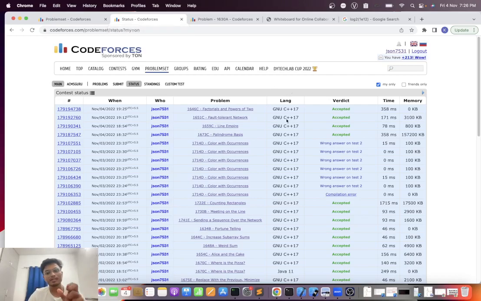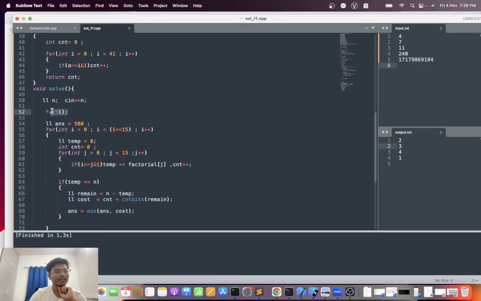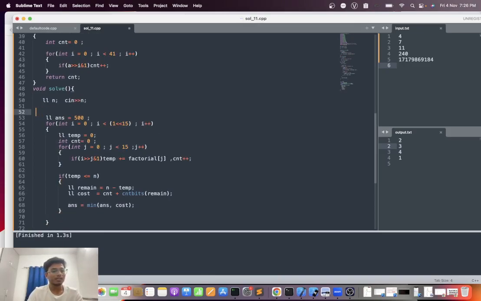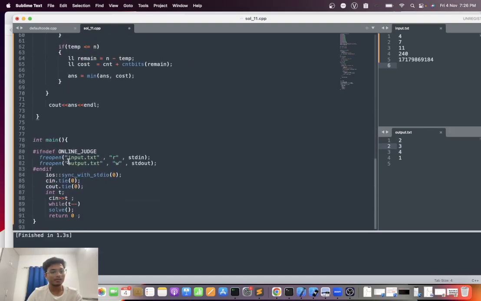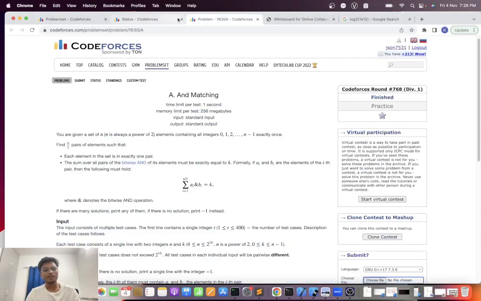Or if it gives TLE, what will you do? We are just calling this function again and again for all test cases, but we are not changing its value for the factorial. I'm going to call it here only once. But this is 15, so nothing will happen. But if this value is large, like 10 to the power e or something, then maybe a problem.